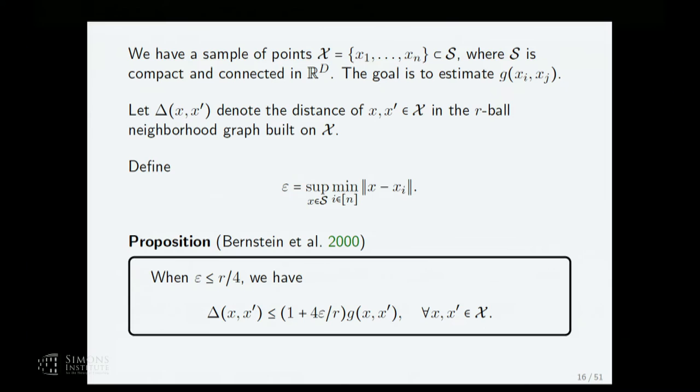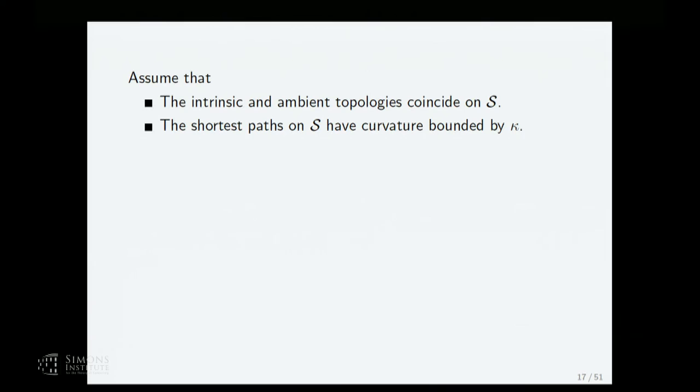So first this upper bound, which is relatively easy to get. You get that the graph distance between x and x prime is bounded by the geodesic distance between x and x prime. Sometimes called geodesics is a bit of a misnomer, but on S. Times a factor, essentially 1 plus an error in epsilon over r. Okay, so this was known and was derived by the people that designed the IsoMap a while back.